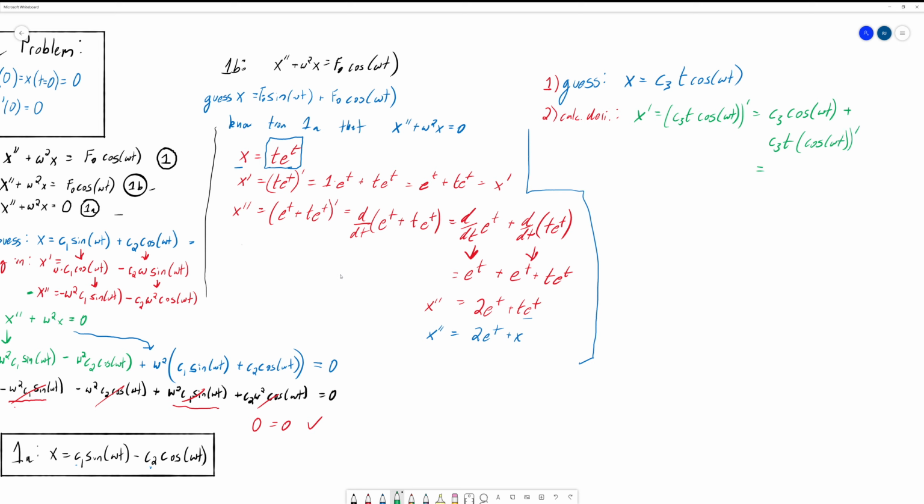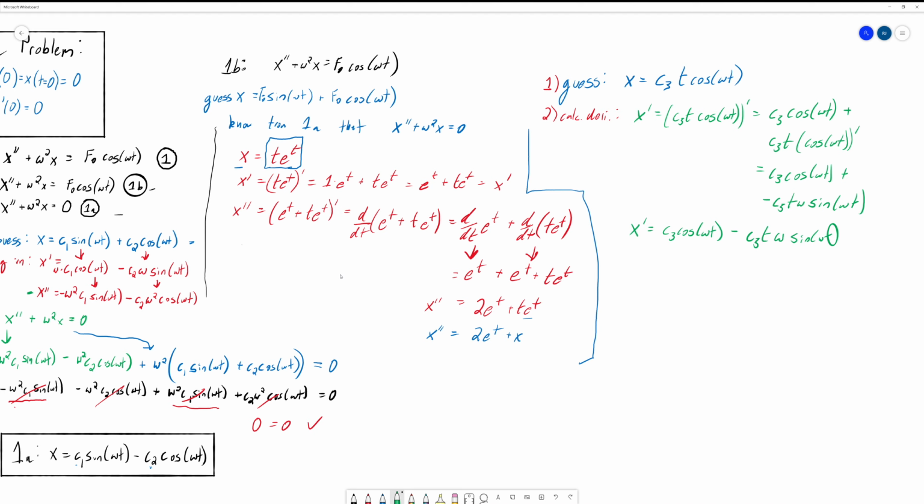which is, I have to rewrite the first term, cosine omega t, plus the derivative of cosine, which is minus sine omega t times an extra factor of omega, so minus c3t omega sine omega t. Okay, and I'm going to rewrite this here, so x prime is going to be c3 cosine of omega t minus c3 times t times omega times sine of omega t.